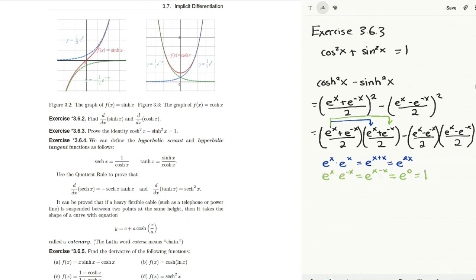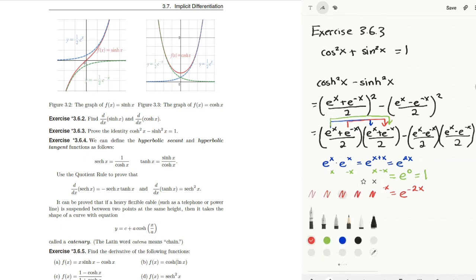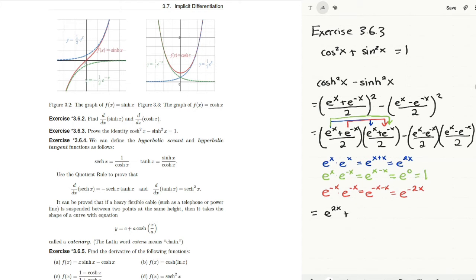Now the middle two terms is also e to the x times e to the negative x, which will also be 1. And if we take the last terms and multiply them, we have e to the negative x times e to the negative x. So that's e to the negative x minus x, or e to the negative 2x. And so what we have is e to the 2x plus 1 plus 1 plus e to the negative 2x. And this is all over 2 times 2, which is 4.